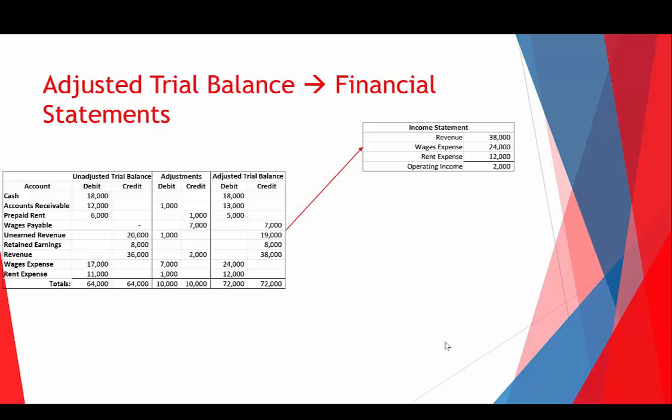As you see, we had revenue of $38,000 and then expenses for wages of $24,000 and rent of $12,000. So total, we had operating income of $2,000 here. Yeah. We're simplifying it. We don't have income taxes in here, so it's just keeping it simple for now.